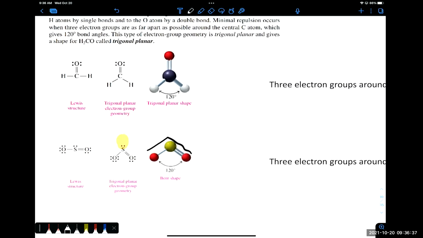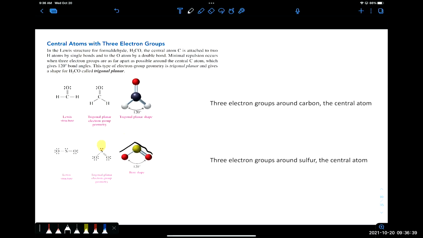So this slide only talks about electron groups, but you can also think of these as you have 3 electron groups. And in this one, we have 3 bonding groups and 0 lone pairs.